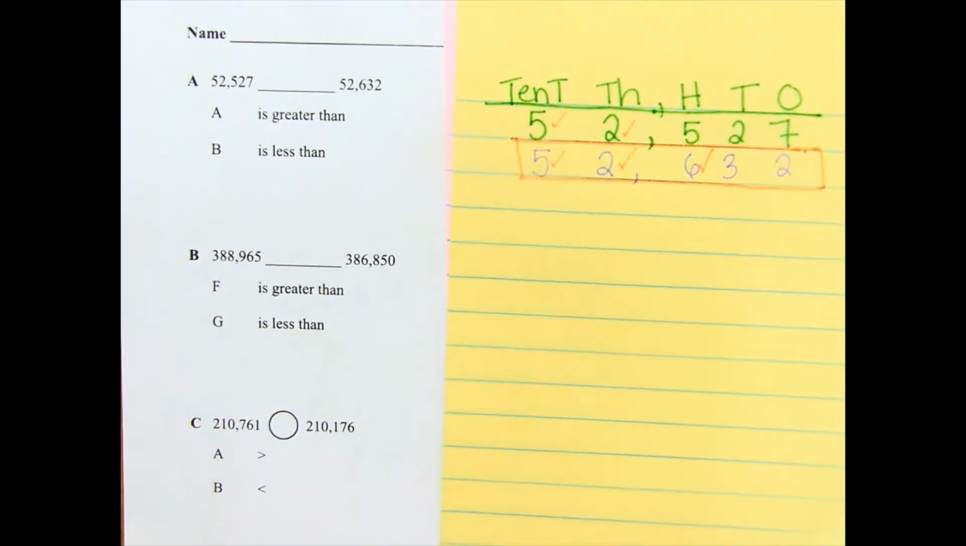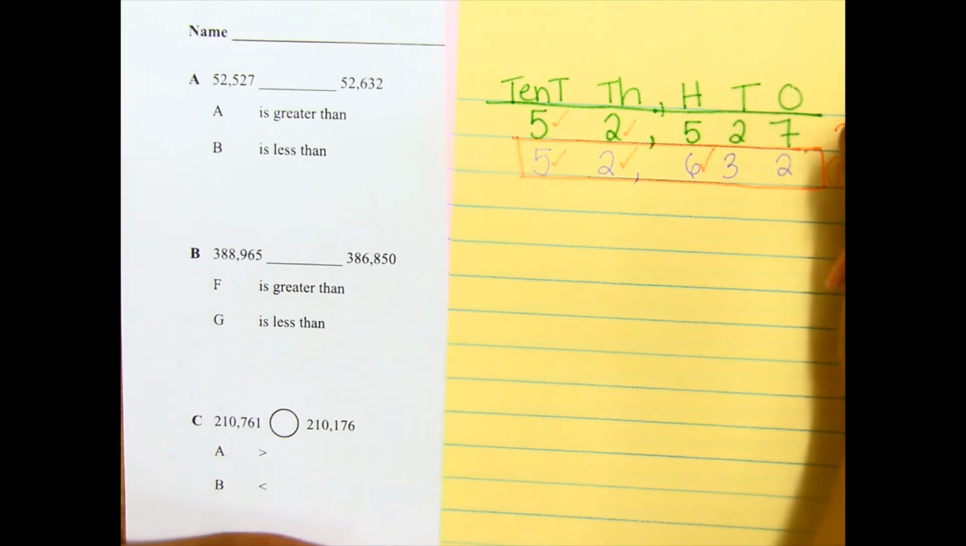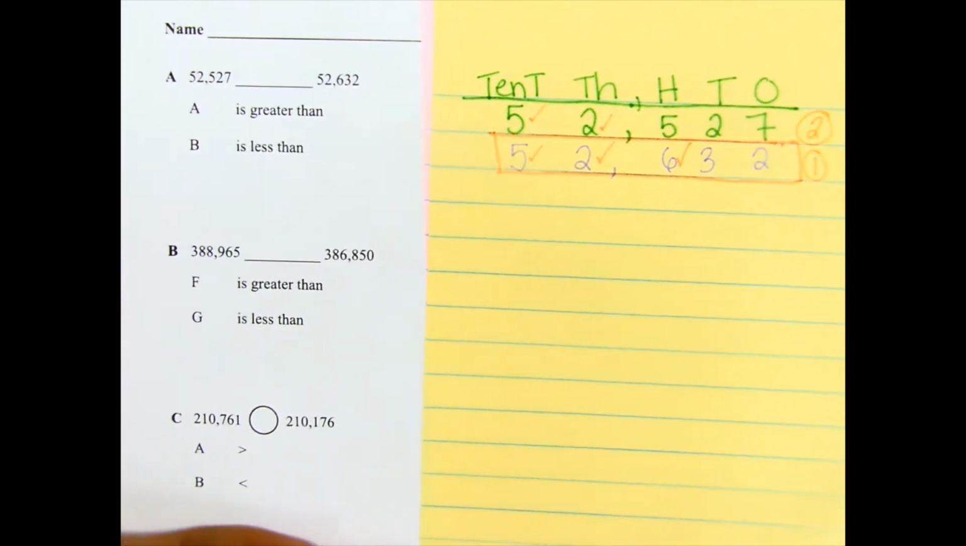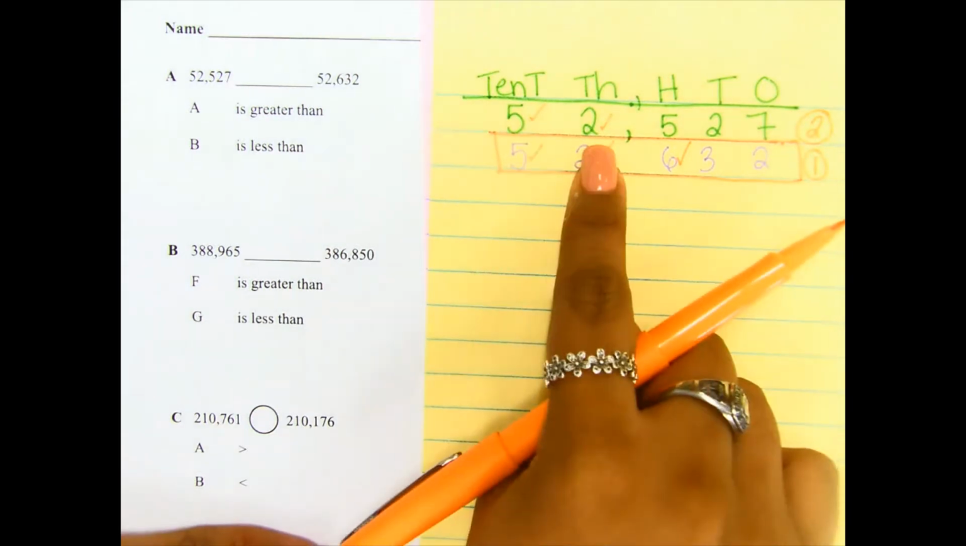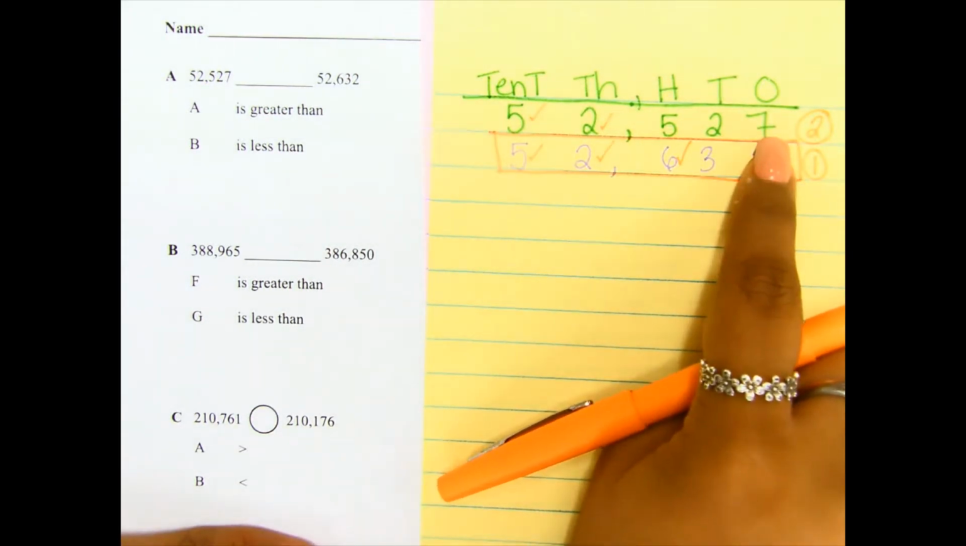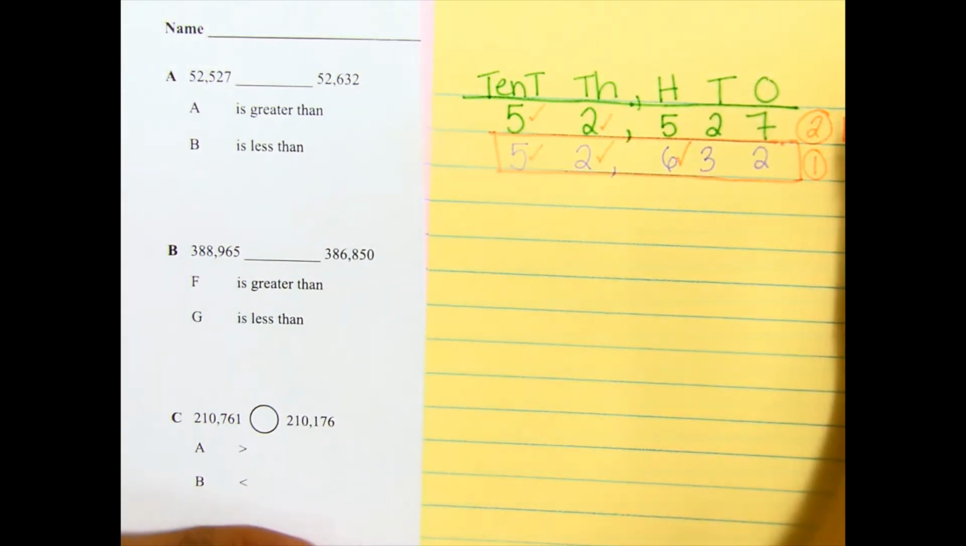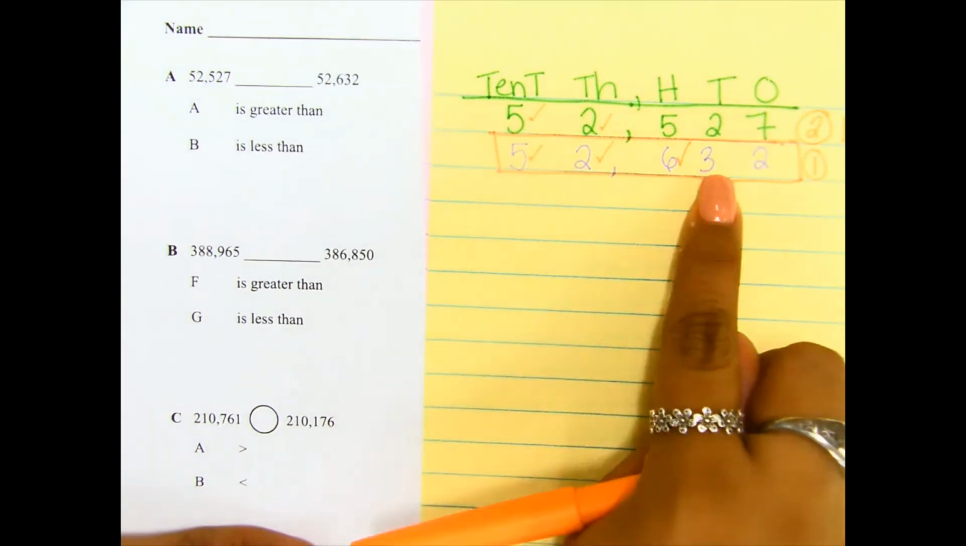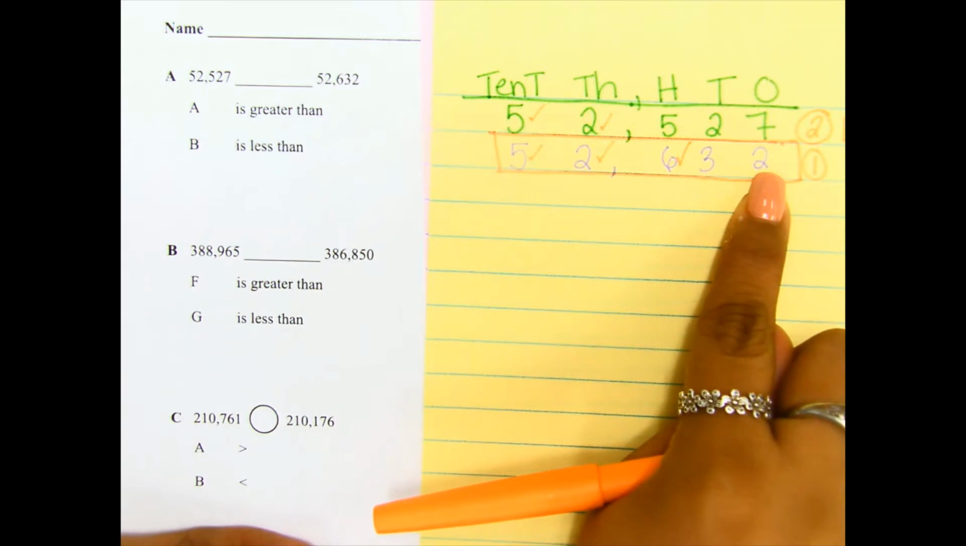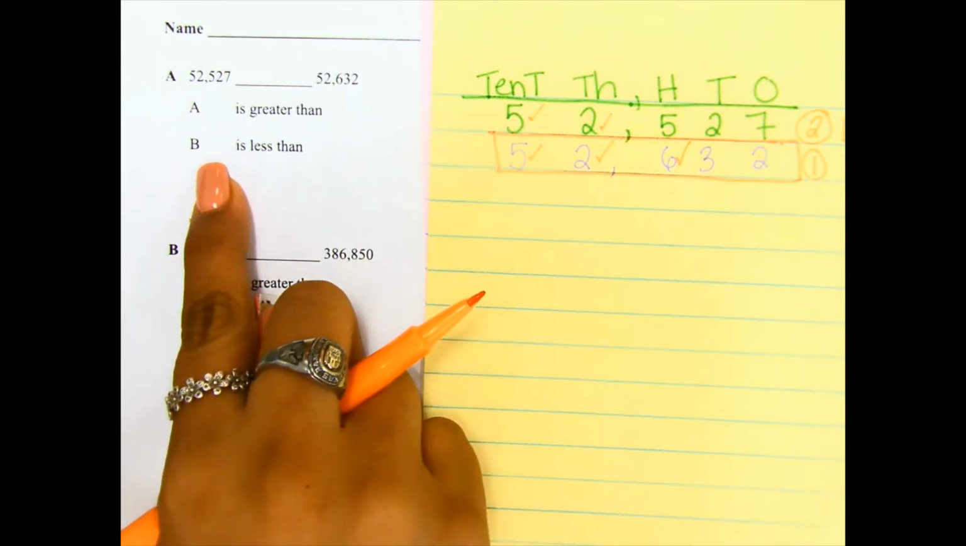So now let's look at our paper. Our paper says 52,527 is blank 52,632. So let's look. I've already said that this one's greater, and then this one is less. So how should I write that? 52,527 is less than 52,632. So what should my answer be? B. B is my answer.